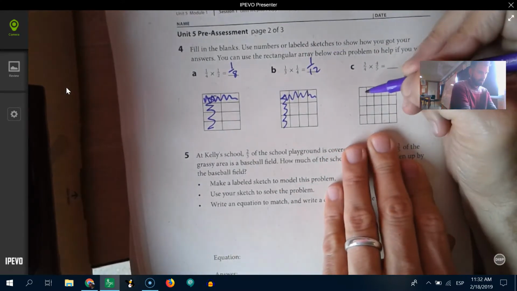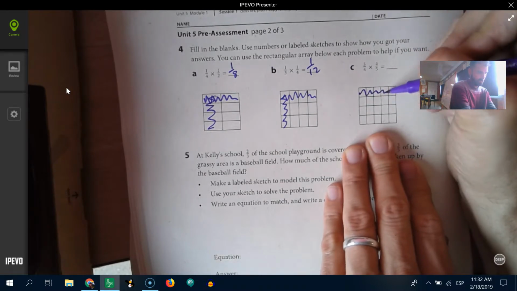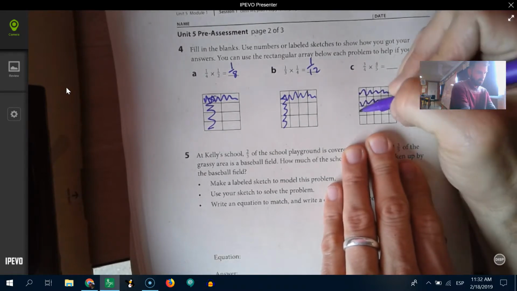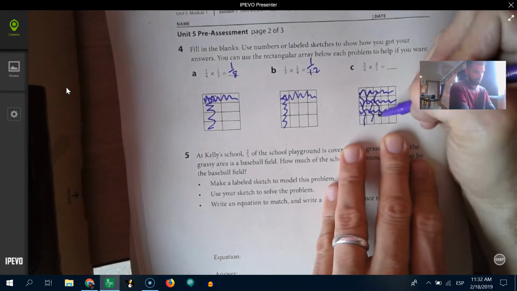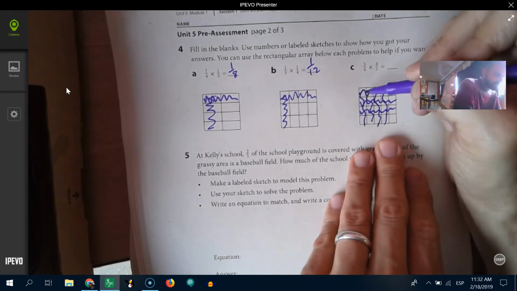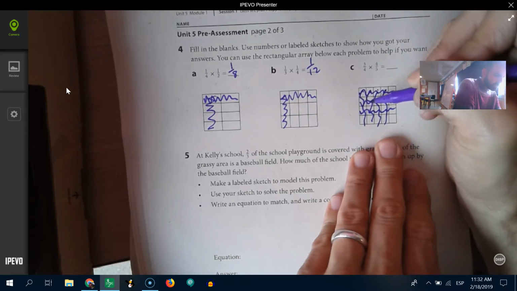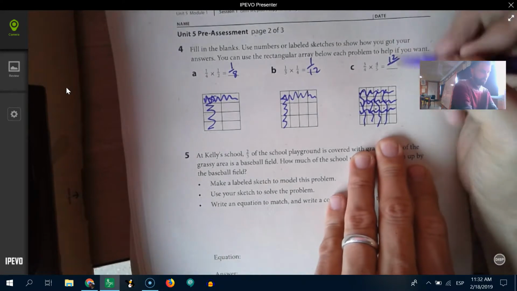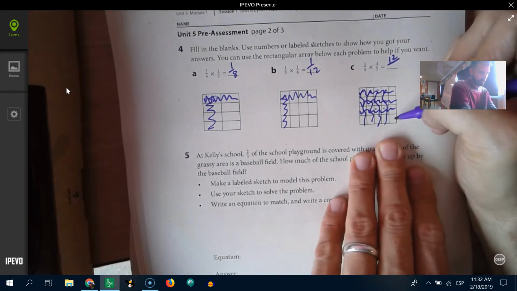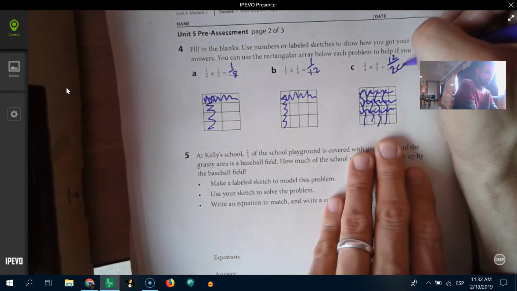And then we got 3/4 times 4/5, and that's going to give me 12 over 20. 12/20.